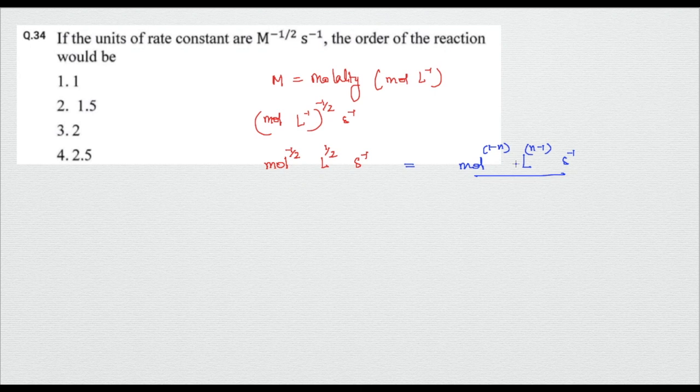Okay, the order of the unit of the rate constant for the nth order reaction. Now you can just relate both of them to get the correct answer. So if you relate both of them, 1 minus n will be equal to minus 1 by 2, or you can say that n is equal to 1 plus 1 by 2. So n will be equal to 3 by 2, or you can say n is equal to 1.5. So the order of the reaction is 1.5. That's your option number 2, and that is going to be the correct answer for this particular question.